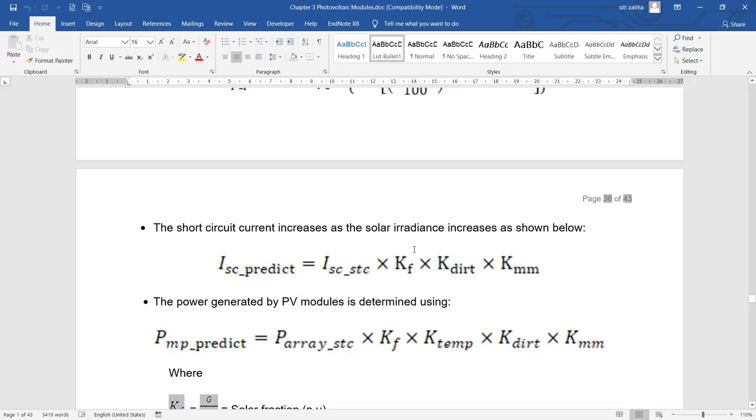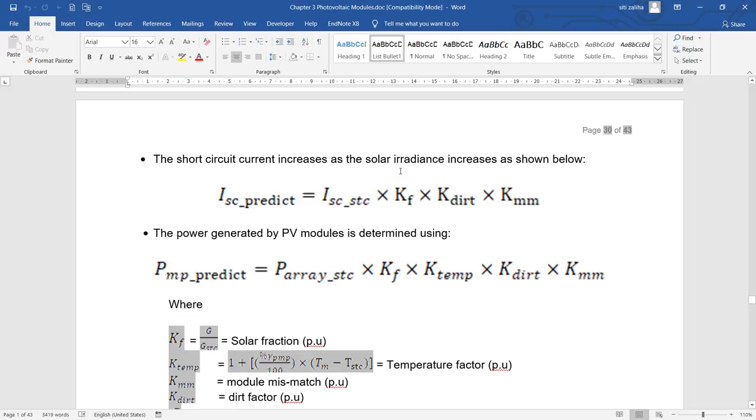We have three losses here, the first being the solar fraction, KF. Solar fraction equals G divided by GSTC. G is the value of solar irradiance during the operation, for example, 800 watt per meter squared, and GSTC is the solar irradiance during standard test condition, which is 1000 watt per meter squared. Multiply with K dirt, the losses due to dirt, for which as standard we use 0.97. Multiply with the mismatch factor for current. Usually the mismatch factor of current is not given in the datasheet, so we assume 1.